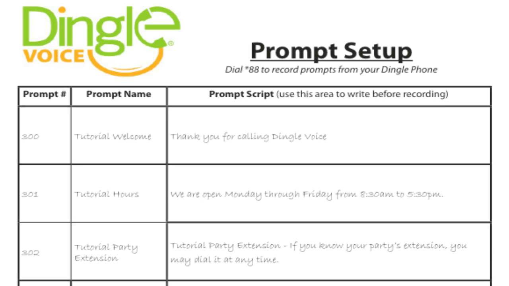We've also gone ahead and written out scripts for each of them. It's important not to include too much information in any one prompt in case anything changes. For example, if we later decide to change our operating hours, we only need to re-record prompt 301. The other prompts still have the proper information and don't need to be re-recorded. Once you've completed the prompt setup form with all of your prompt scripts, it's time to record the prompts.